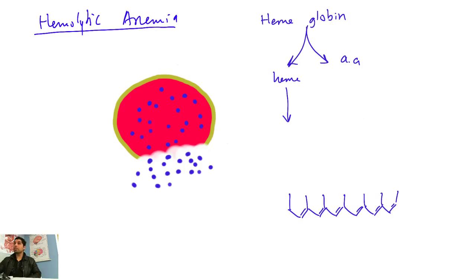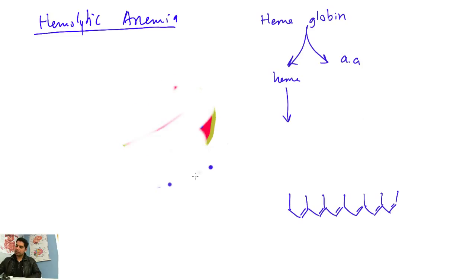Bilirubin, if it deposits in your skin, it will give you yellow color, jaundice. So deposition of bilirubin in your skin will give you jaundice. Jaundice is caused because of what? Too much bilirubin being deposited in your skin, in conjunctiva of your eyes, and so forth. Okay, so jaundice.